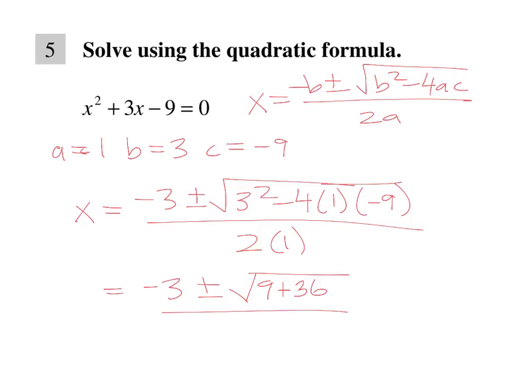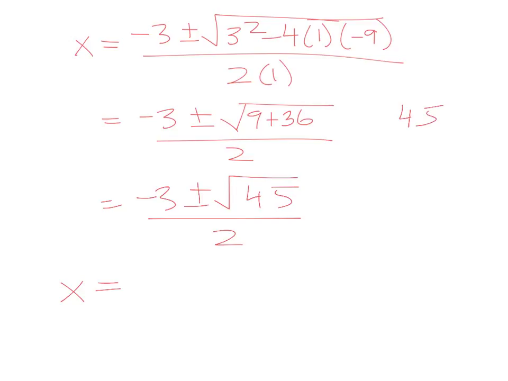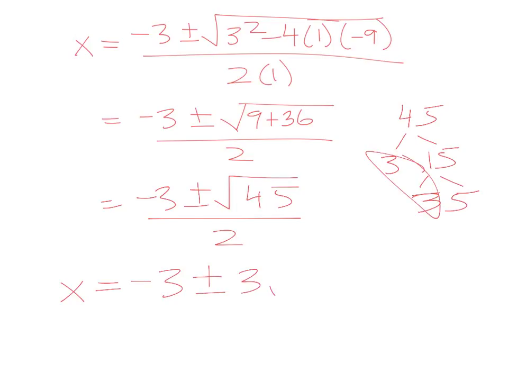36 over 2. Then I have negative 3 plus minus 45 over 2. All right, so I have two scenarios. Or actually, let's simplify the square root of 45. So that's 3 times 15 and 3 times 5. I have a pair of 3's. Okay, so I have negative 3 plus minus 3 the square root of 5 over 2.